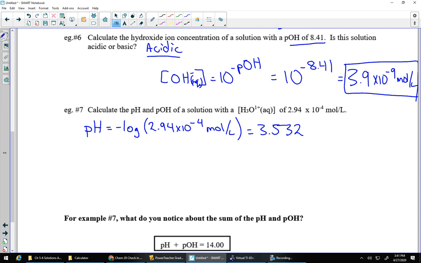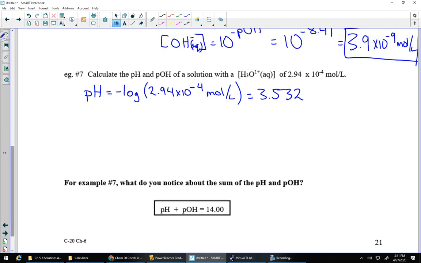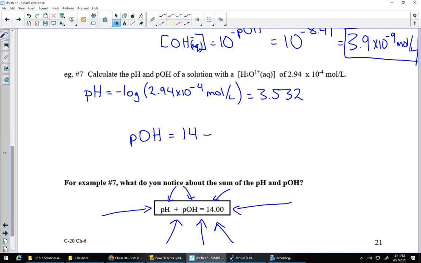Now, we might be getting kind of stuck here. So we're given hydronium ion. We found the pH. How do we get the pOH? Now, we're kind of skipping ahead here, but this is really quite a big idea. It says pH plus pOH have to equal 14. They always equal 14. So in other words, if I'm looking for my pOH, that's really easy. I do 14 minus my pH.